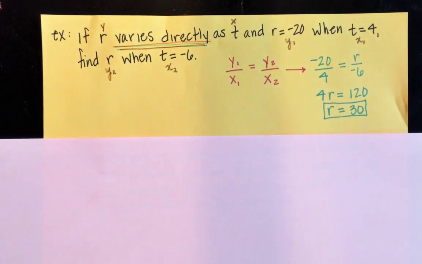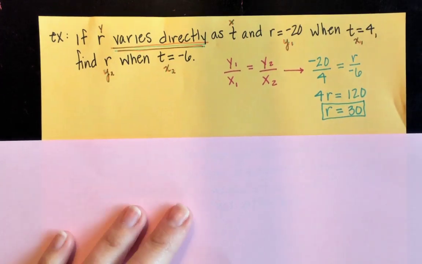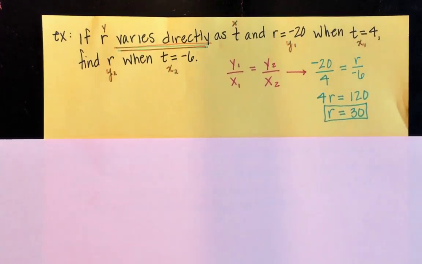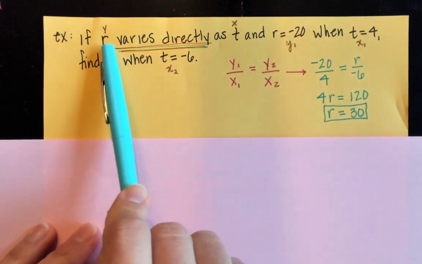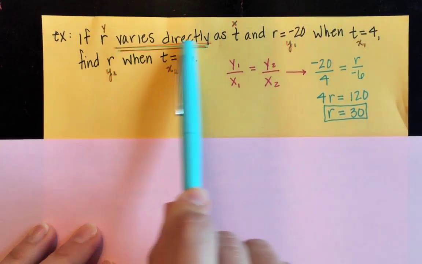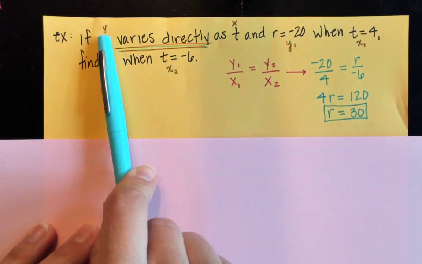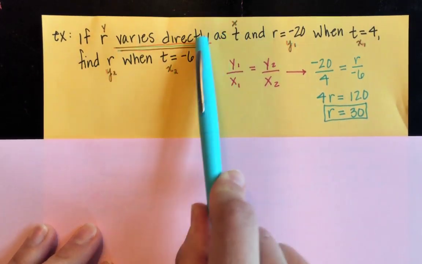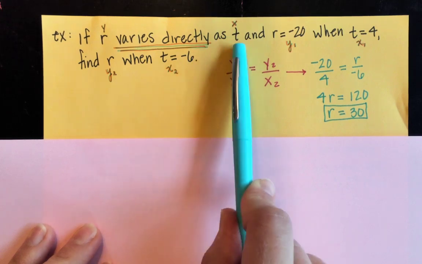So here's the next example. This is one that I wanted to point out so that you can see we don't have x's or y's. It gives us a different description for our y1 and our x1. Above each of these, whatever this first thing was before "varies directly," I've labeled y. Whatever came after "varies directly," I labeled x.